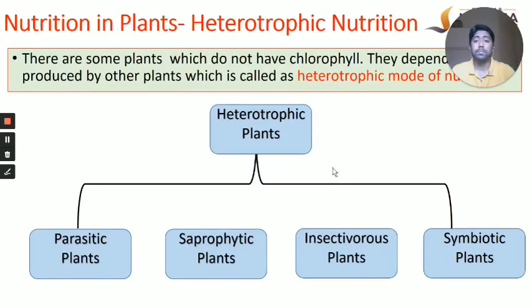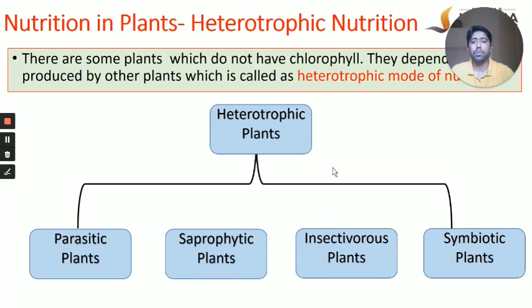But there are some plants which do not have chlorophyll. They depend on the food produced by other plants. This mode of food production is known as the heterotrophic mode of nutrition. There are some plants which do not have chlorophyll, so they have to depend on other plants for their nutrition. And this mode of nutrition is known as the heterotrophic mode of nutrition.